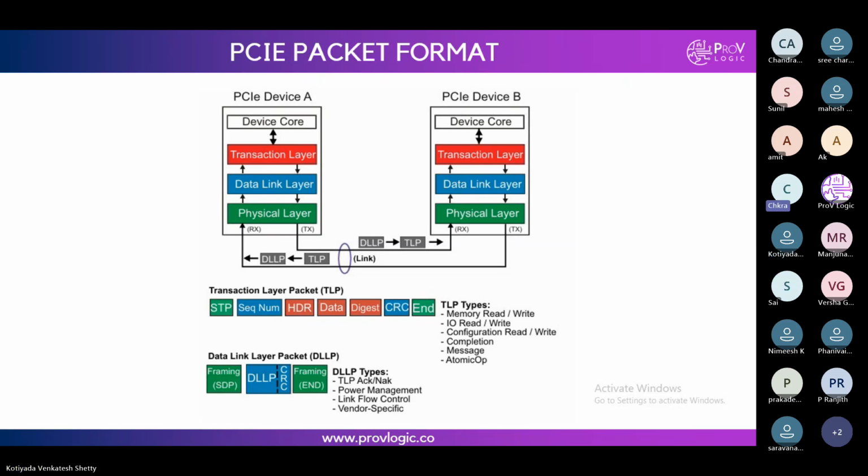In this transaction layer packet, we are sending data along with the header and digest, the CRC. HDR means header. Again, in the data link layer we are sending some other things: the sequence number and CRC. This is basically the flow PCI will follow, the packet flow. If someone asks what the packet flow in PCI is, you need to explain it like this.